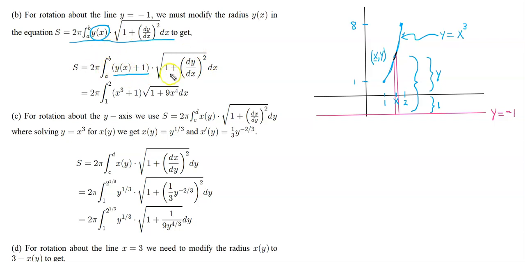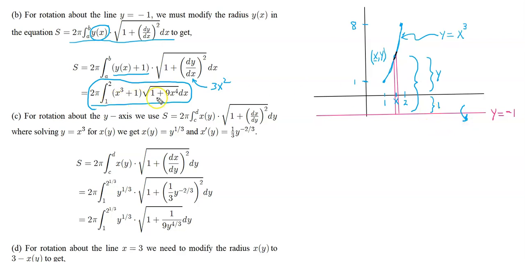And then we can evaluate everything here. So we replace the y with x cubed plus 1, and then we have our square root 1 plus, and the 9x to the fourth comes from the fact that dy dx, this term right here, is 3x squared. And there's our answer right here. And so if we were to evaluate this integral, that would give us the surface area for the surface generated by rotating this curve around the line y equals -1.